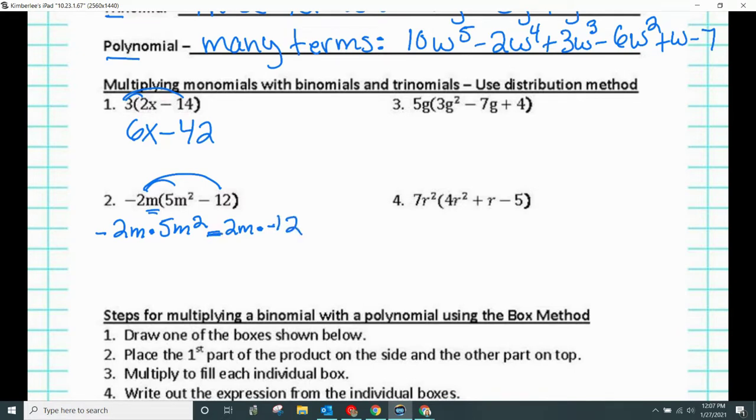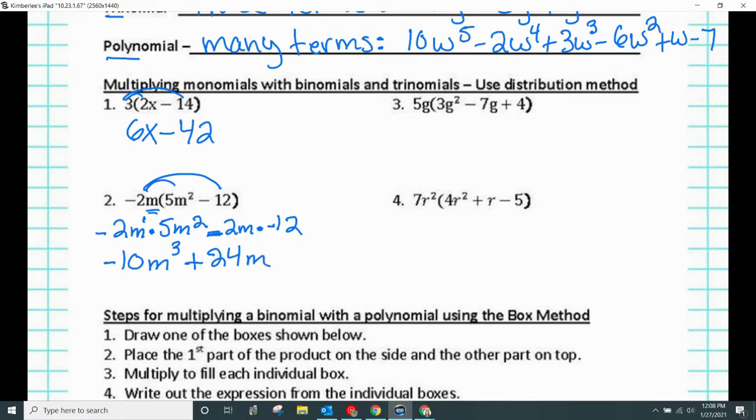Negative 2 times negative 5 is negative 10. And then I have m to the first power and m squared. Well, that's going to be m to the third power. Think about if you wrote it out. M times m squared. Well, that's an m times 2 more m's. M times m. That's 3 m's that have been multiplied together. That's m cubed. Minus, well, negative 2 times negative 12 becomes positive. Negative times a negative is a positive. 24, and I only have 1 m. So there's my answer for that one.